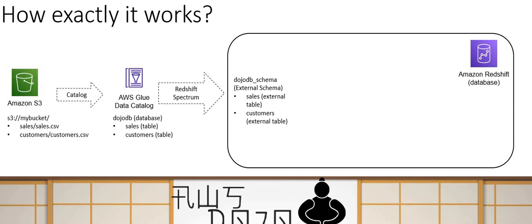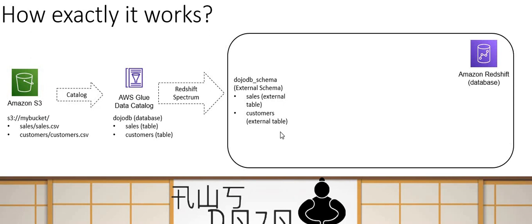And then I tried a feature called Redshift Spectrum within Amazon, which you can use to configure your catalog table as an external schema within the Amazon Redshift database. Under that you can create an external schema. In this case, since we had sales and customers as my two tables under the DojoDB catalog database, we created an external schema called DojoDB schema, and under that we created sales and customers as two external tables.